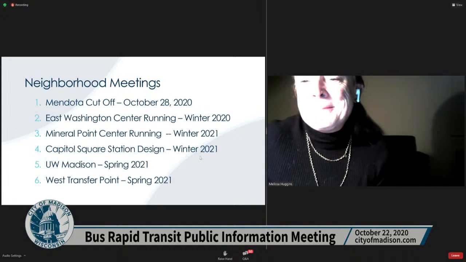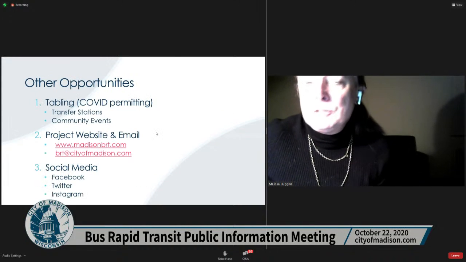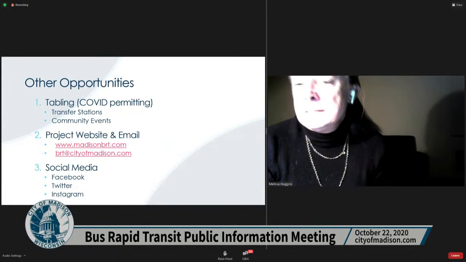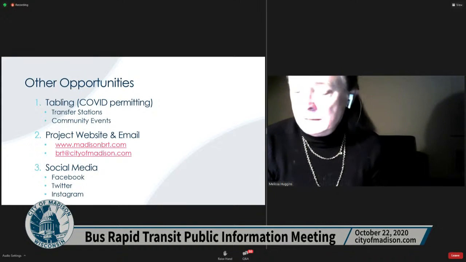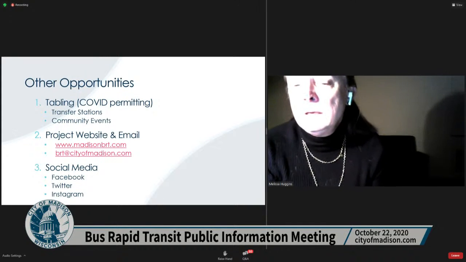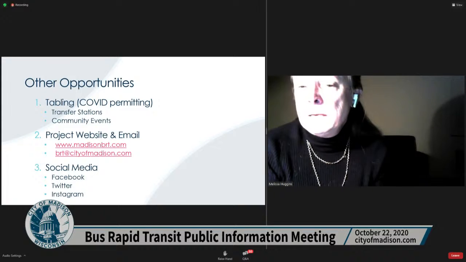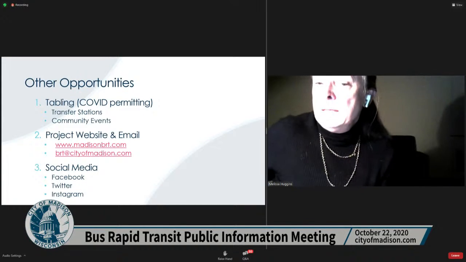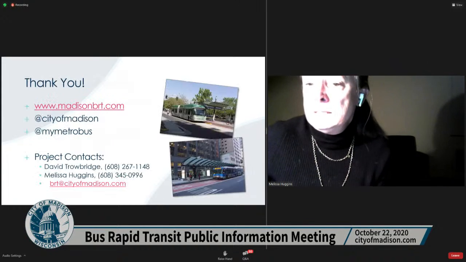Transit network plan. So, in terms of other opportunities, we will be out there in the world, hopefully next spring and summer when we can. Please check the project website frequently because everything that we share at these meetings will be posted on there, including recordings of the meeting. And then there is an email, brt@cityofmadison.com, which comes to a number of us. We will be gathering that input and answering as we go. And then, of course, social media: Facebook, Twitter, and Instagram.